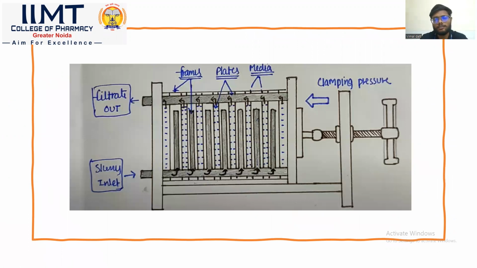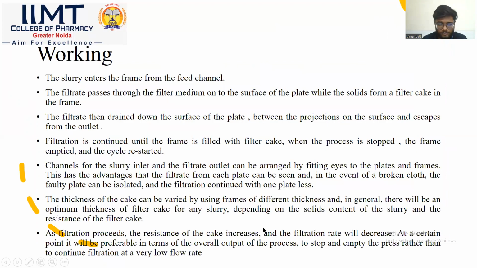Here is the basic structure of our pressure filtration machine. This is the clamping pressure, and this is the filter media. These are the plates with the irregular surfaces, and this is the frame which provides the support for the equipment. So this is the slurry inlet, and this is our filtrate outlet. Here I am discussing the working of this machine.